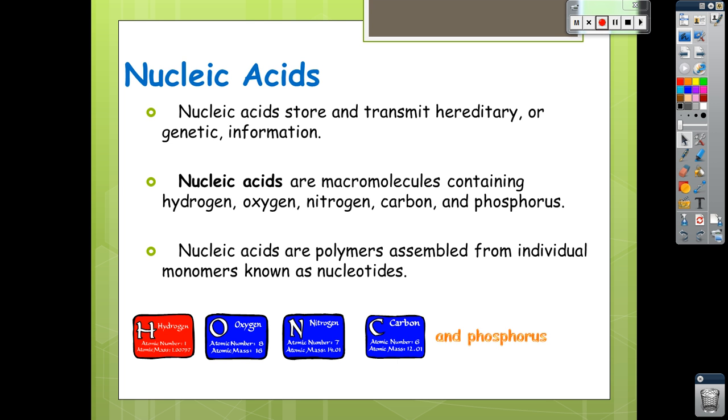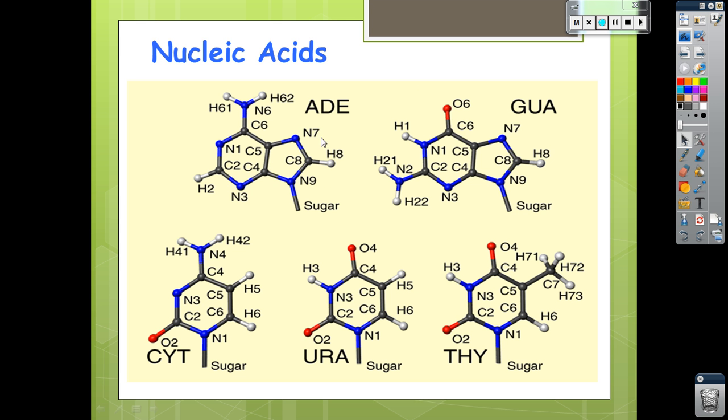Now your nucleic acids are your macromolecules that contain the 4 basic elements of life: hydrogen, oxygen, nitrogen, and carbon, and phosphorus. Okay? Your nucleic acids are basically polymers from individual monomers, and these monomers are what we're going to refer to as nucleotides. So one component, one monomer of a nucleic acid is what we refer to as a nucleotide. Now these are our 5 nucleic acids.